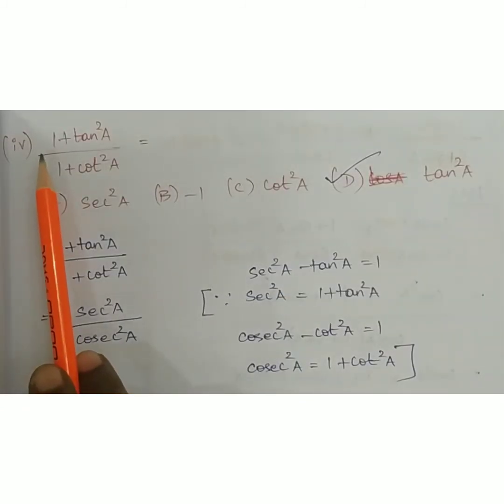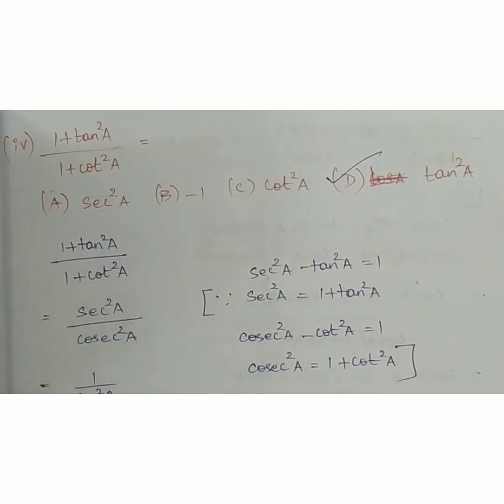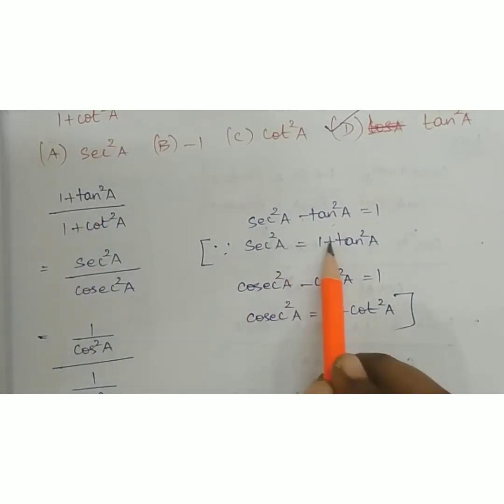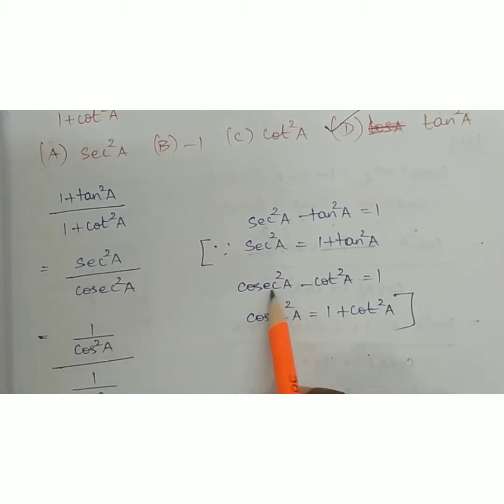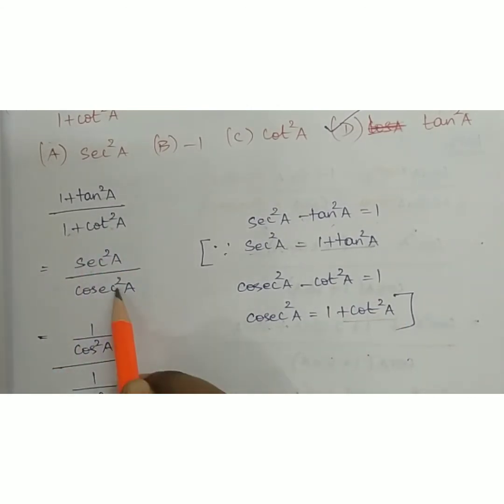Fourth subdivision. 1 plus tan square A by 1 plus cot square A. So trigonometry identity: secant square A minus tan square A is equal to 1. So secant square A equal to 1 plus tan square A. Same way for this 1 plus tan square A we are writing as secant square A. Same way cosecant square A minus cot square A equal to 1. So cosecant square A equal to 1 plus cot square A. So instead of this 1 plus cot square A, we are writing cosecant square A.